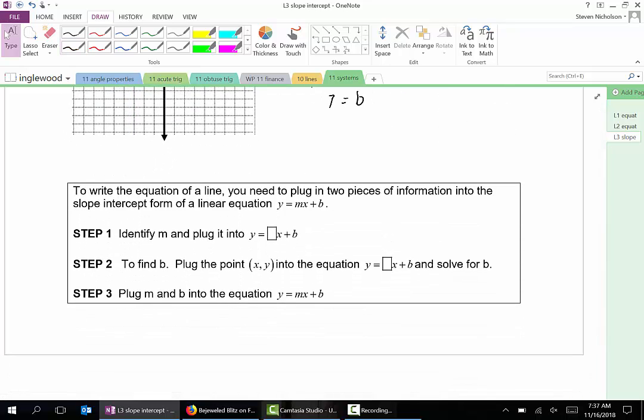So here's a quick little summary of how to write the equation of a line when you have 2 pieces of information. It might be 2 points, and then you just count the slope. So it's always slope stuff first, whether it's given or you have to figure it out. Then you plug in the x and y of one of the points. Then you solve for b, and finally plug b back into the original equation.